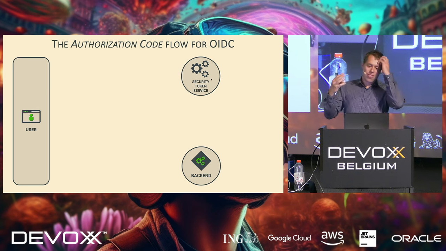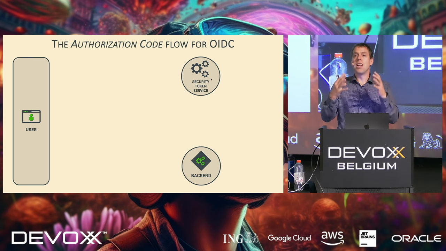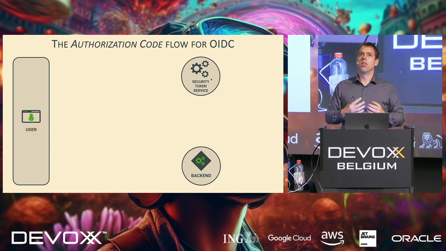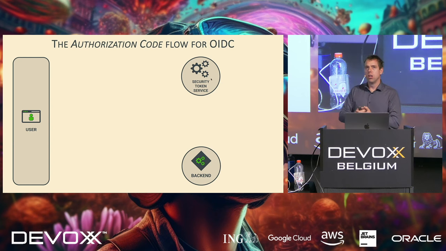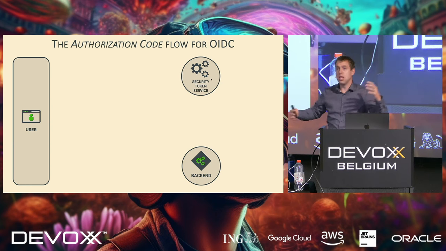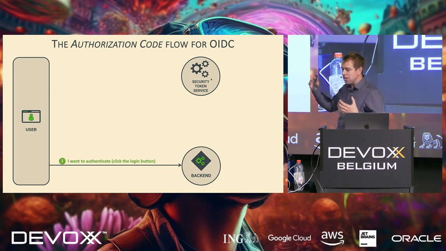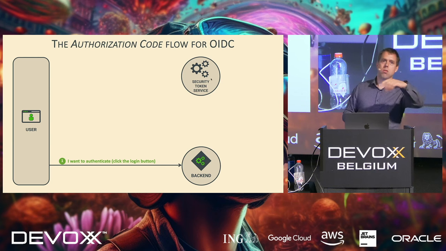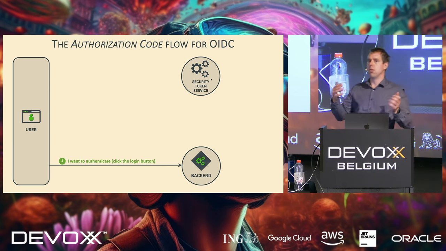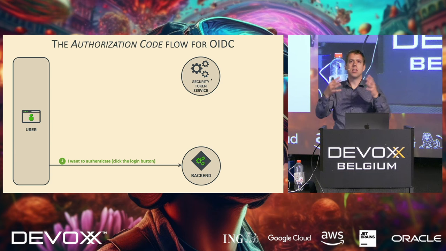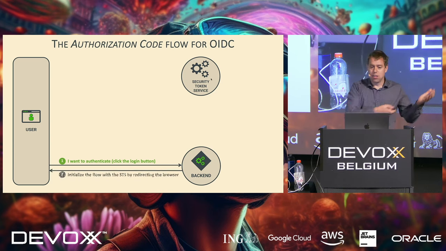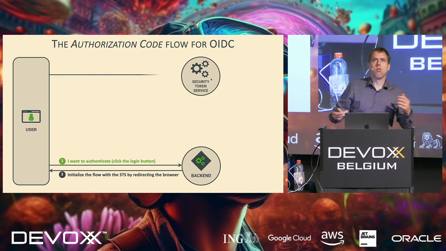All right. So what does this mean for OIDC? OpenID Connect is about user authentication. So it means that the user is doing something which involves authentication. So the interaction that triggers a flow is typically clicking a login button. Sign in with Google. Log in with your Azure Active Directory or whatever. That's the interaction pattern, the semantics of this flow. And then the rest is kind of the same. We send the redirect to the browser. The browser follows that to the STS.